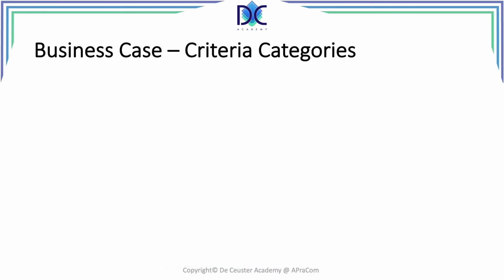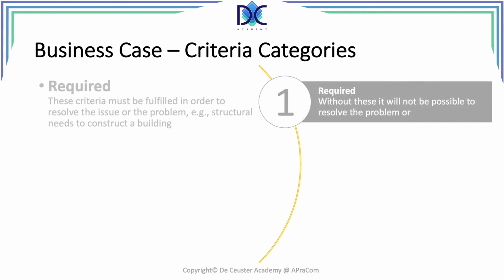When we look at criteria categories of the business case, we have the required items. The required items are those criteria that must be fulfilled in order to resolve the issue or the problem. For example, structural needs to construct a building. We cannot leave them out. We have to have those. We have to have minimum requirements, and these are the things that we cannot leave out of the business case.